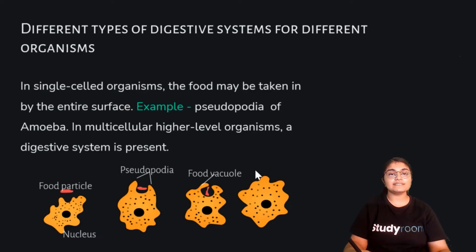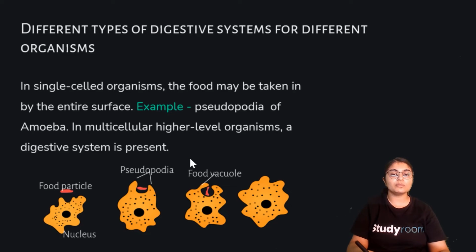Here we will be discussing the different types of digestive systems for different organisms. So here we are discussing single-celled organisms like amoeba. So how do they digest their food? They digest their food by taking in food through their entire surface. So they do surface digestion. Like you can see, here's a food particle, and this amoeba is going and producing its pseudopodia.